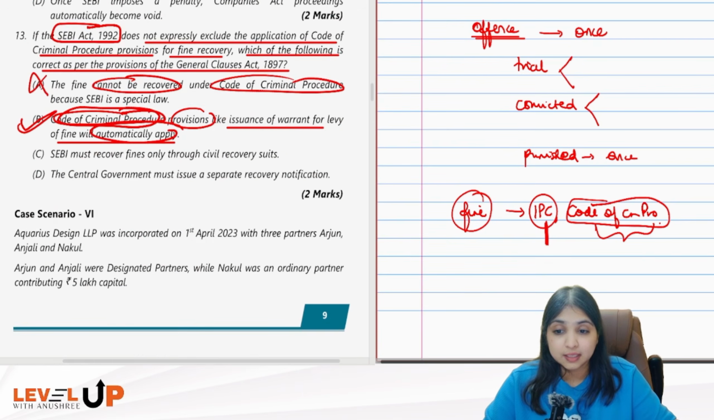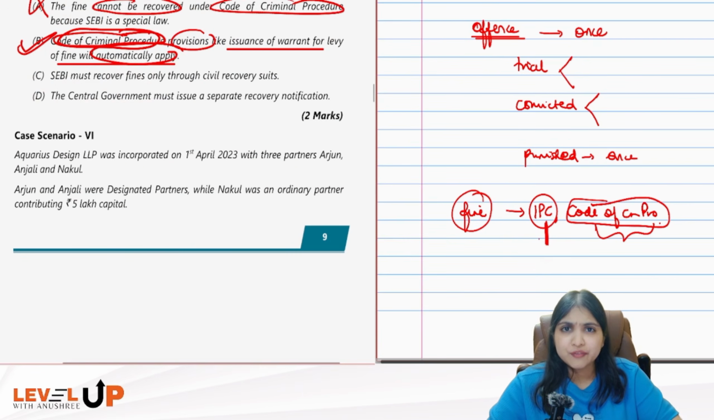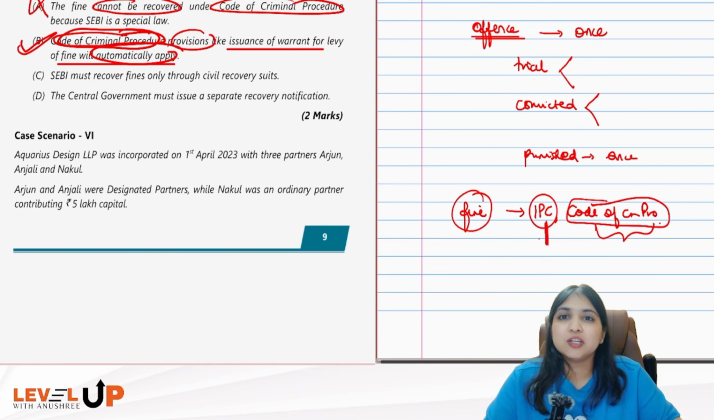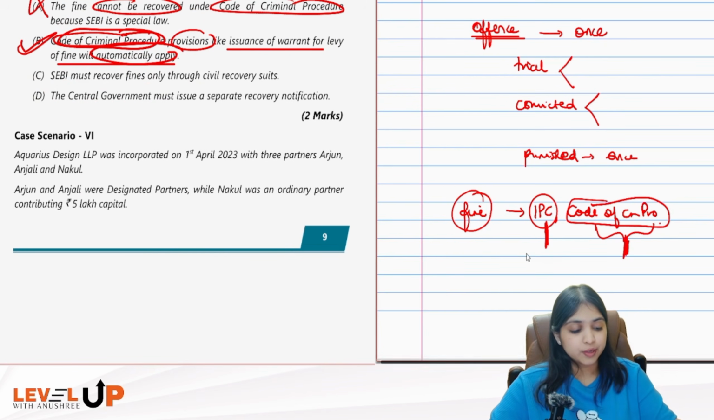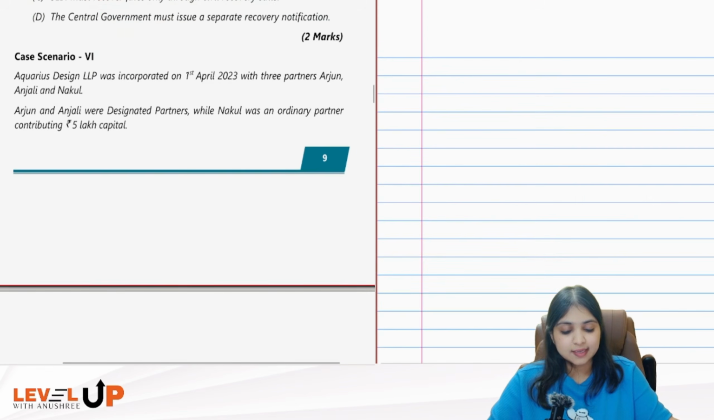And question number 13, this is about any recovery of fines under any law as per GC Act. Immediately Indian Penal Code and Code of Criminal Procedure will start applying. Okay. Then come to your last case scenario over here.